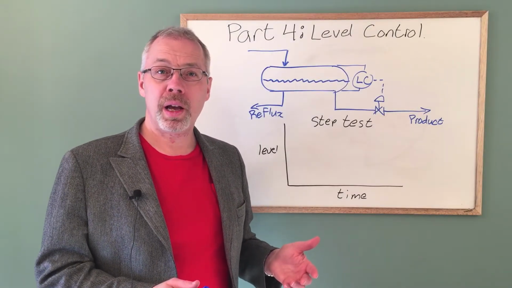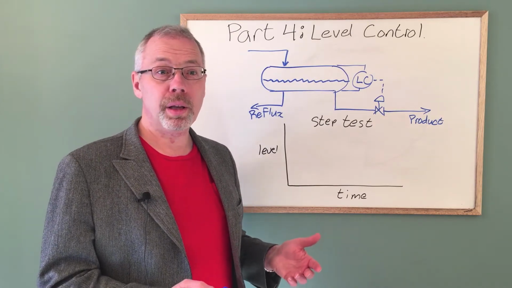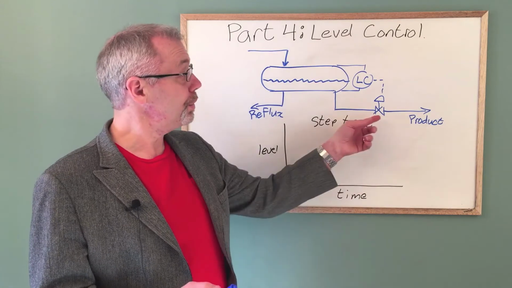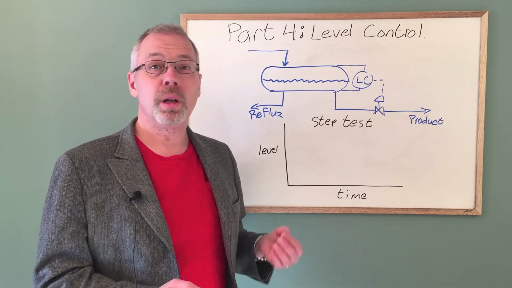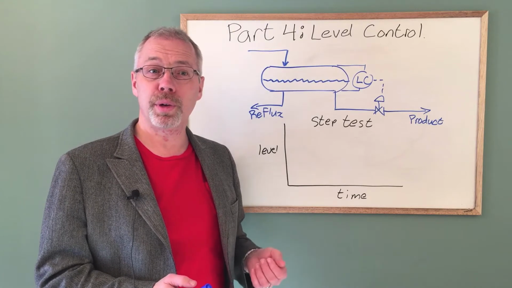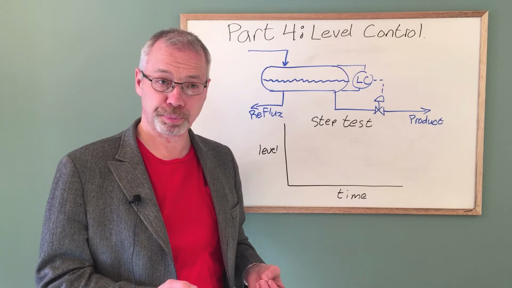Let's consider the example of a reflux drum for a distillation tower. We maintain the level in the vessel by modulating the valve that sends the product to a downstream process. The vessel was designed to provide 2 minutes of hold-up time from normal to the upper alarm point.